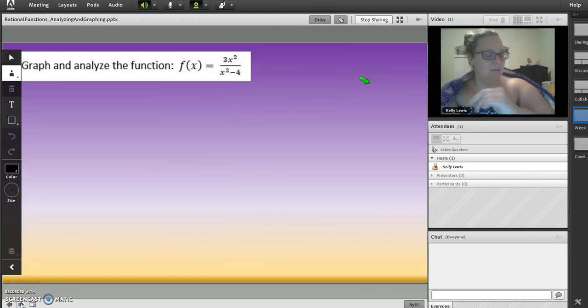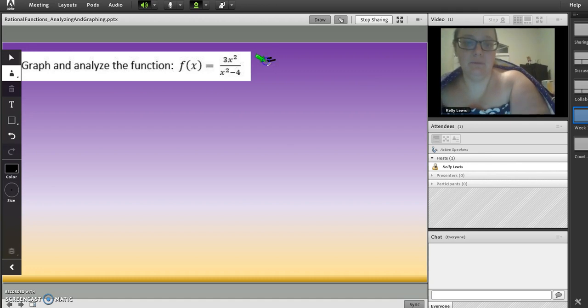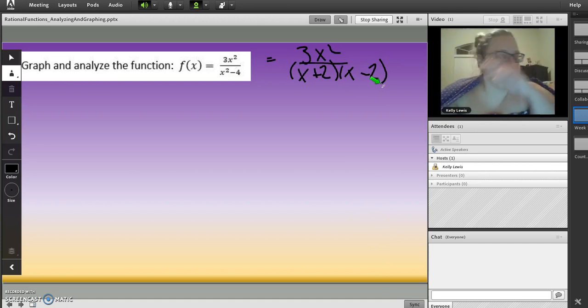All right, so we rewrote it as 3x squared over the factored denominator. Now we need to find the x and y intercepts, vertical asymptote, horizontal asymptote, domain and range. Sometimes it will be more useful to use this one, and sometimes it will be more useful to use the one that's already factored. So I'm going to go back and forth.